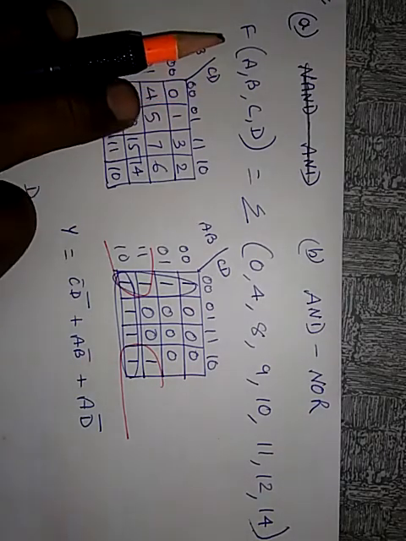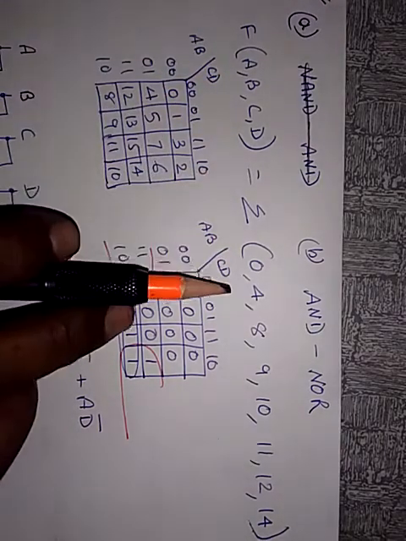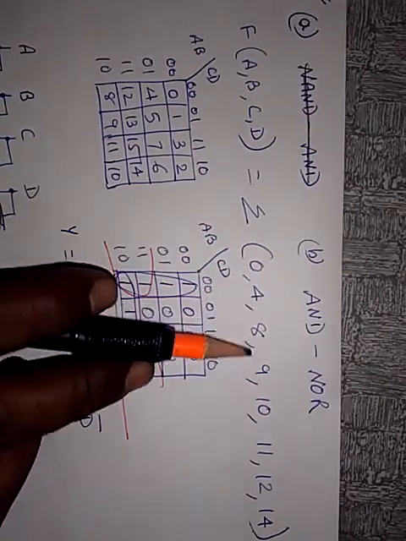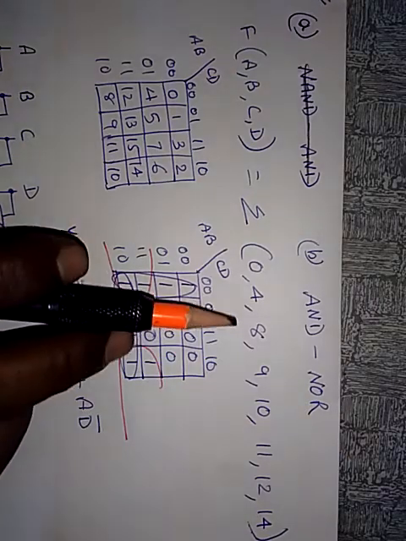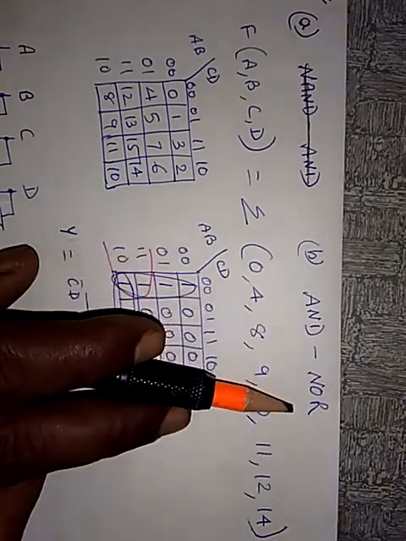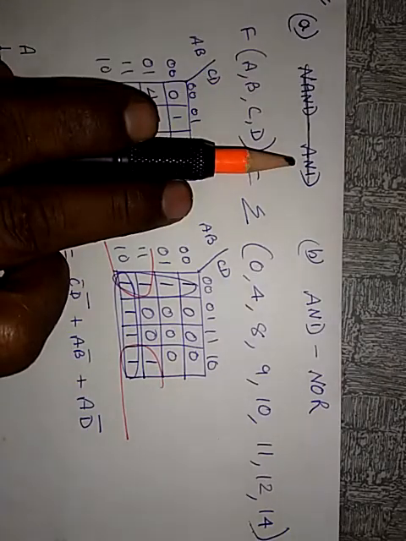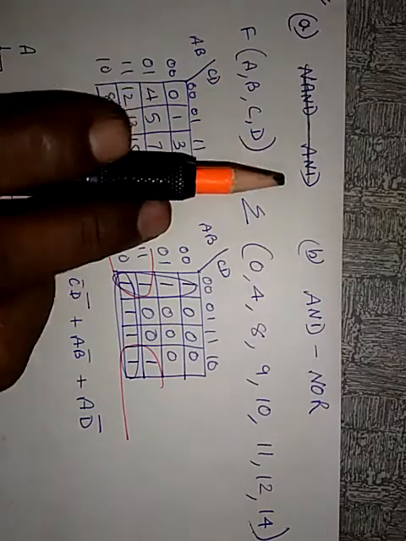So realization of the function ABCD, sigma 0, 4, 8, 9, 10, 11, 12, 14, using AND and NOR combination. We have already seen NAND and AND combination in the previous video.